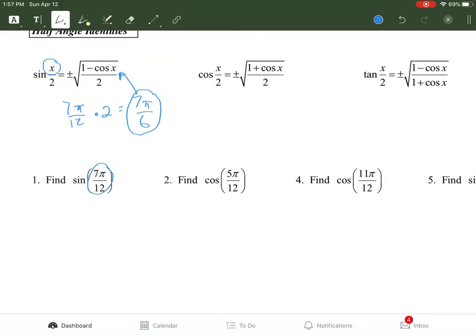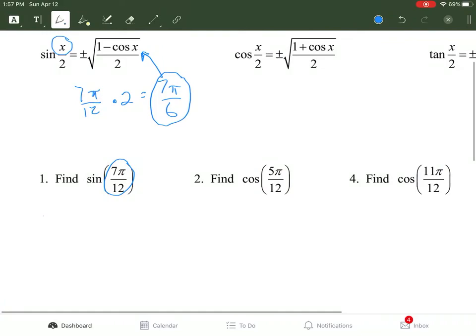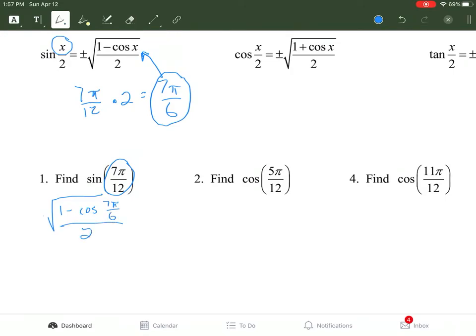Okay, so we have the square root. Let's make this big. The square root of 1 minus cosine times 7 pi over 6 divided by 2. All right, now there's a plus or minus in front of it. That's going to be an important piece that we're going to look at later. Okay, and when we talk about the end of this problem, we'll explain what the plus or minus is for and how we use it.